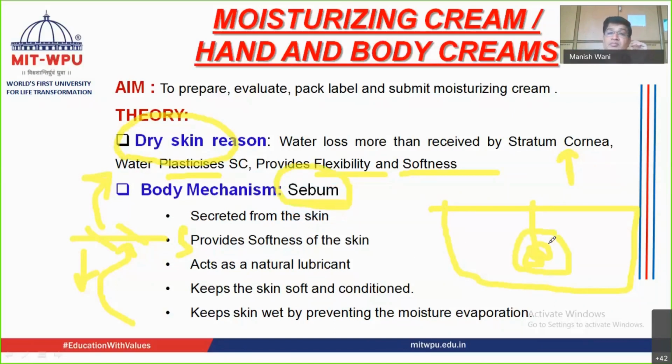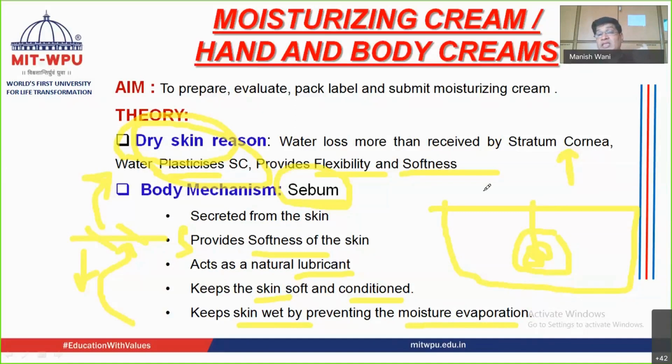Sebum is secreted from the lower layer of the skin, from the dermis. It provides softness to the skin. It acts as a natural lubricant, and that's why it plasticizes the skin. It keeps the skin soft, it keeps the skin conditioned, and it also keeps the skin wet by preventing moisture evaporation.